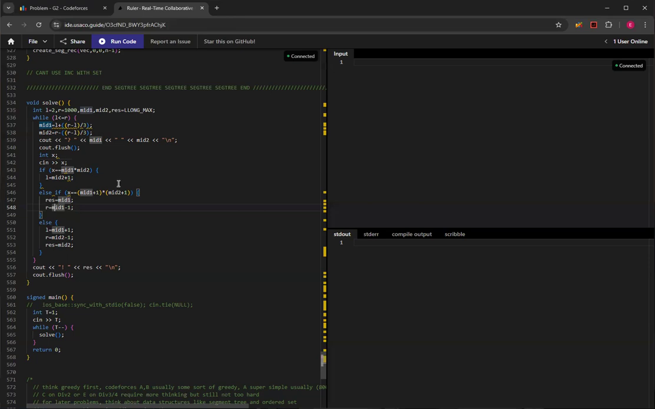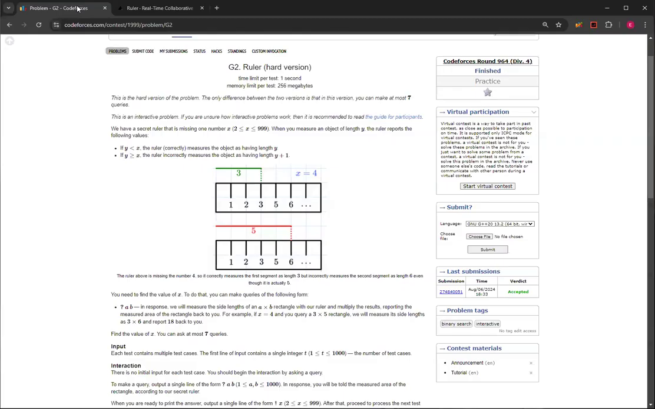And note that even though it could reach 7 queries, the exclamation point, printing the answer, doesn't count as a query, so you'll be fine. So you print out the result and then you flush the output. So yeah, that's basically how you solve Ruler, easy and hard version, problems G1 and G2 from Codeforces Round 964 Division 4.